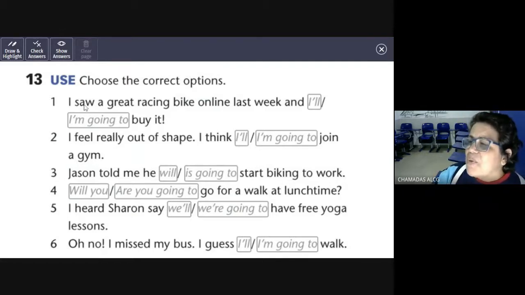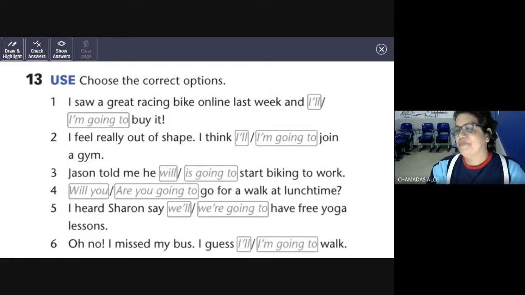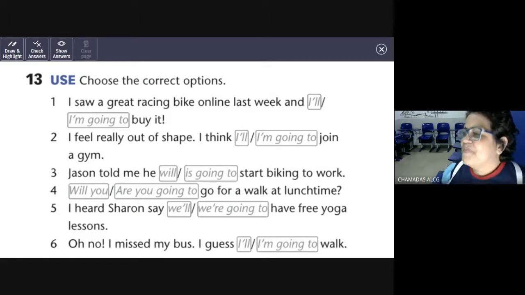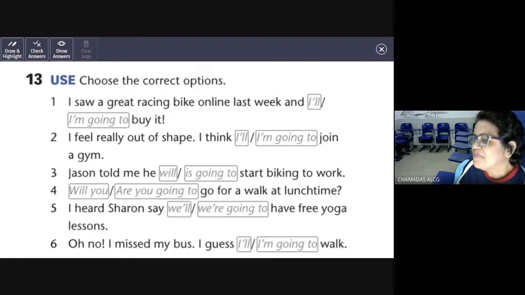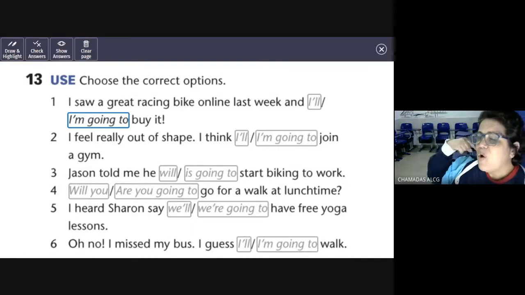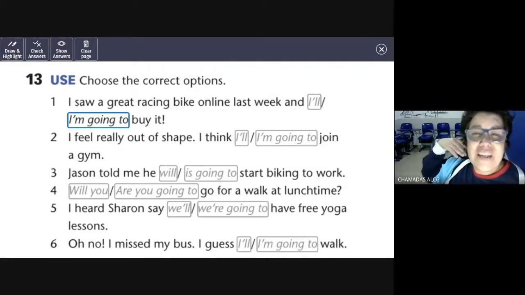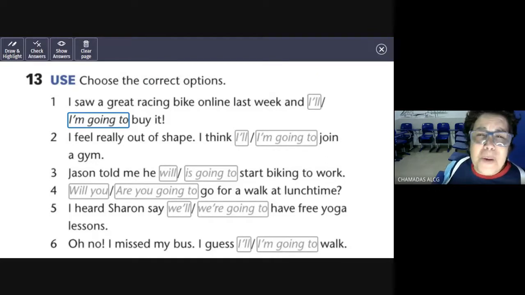I saw a great racing bike online last week. And the first or the second? All right. If you said the second, you're right, because you saw this bike online last week, and then you have already decided you are going to buy it.